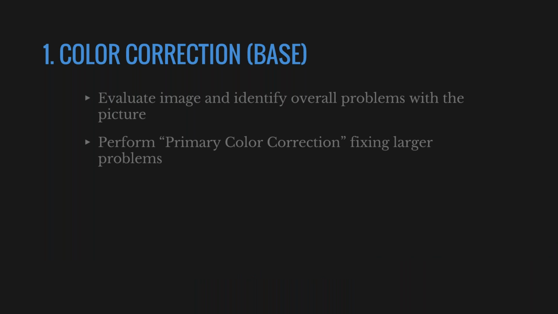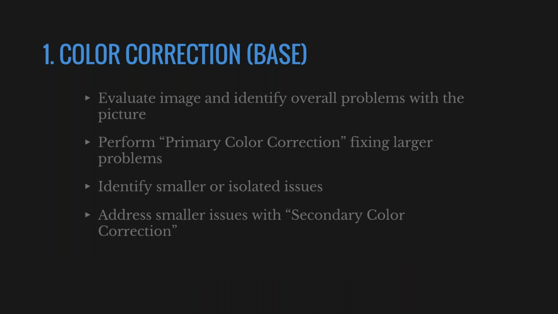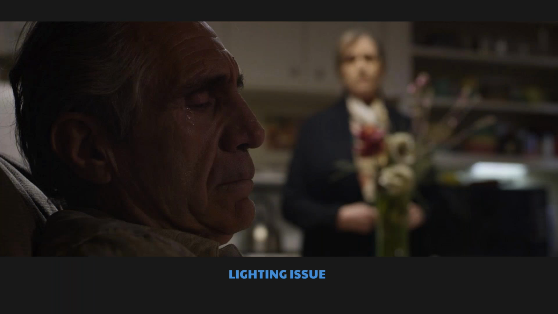All right, so now that we've taken care of the larger issues with the primary color correction, now we move on to identifying smaller or isolated issues and address those smaller issues with what's called a secondary color correction. So let me show you what I mean with an example, and you'll be familiar with this in Photoshop, and you may be as well in the video space.